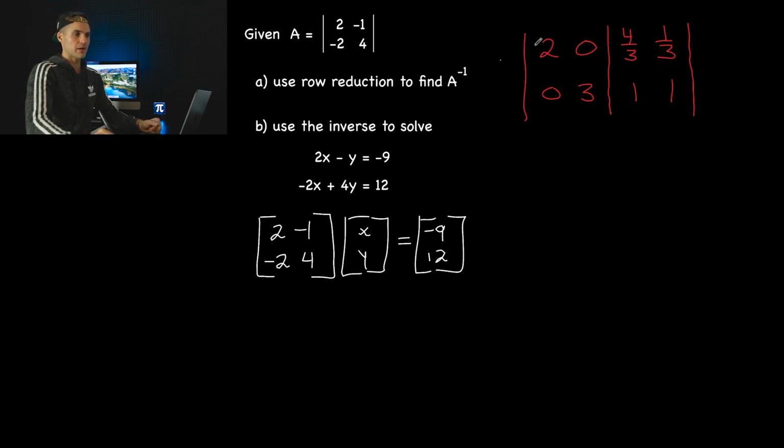And then from here, we've got to change this 2 to be a 1. So what we're going to do is take the first row and divide everything by 2, and then I need this 3 to become a 1.